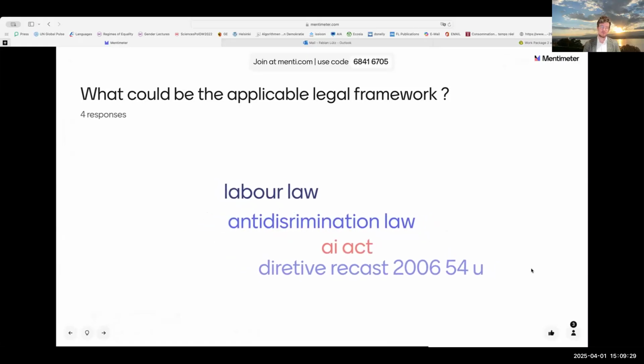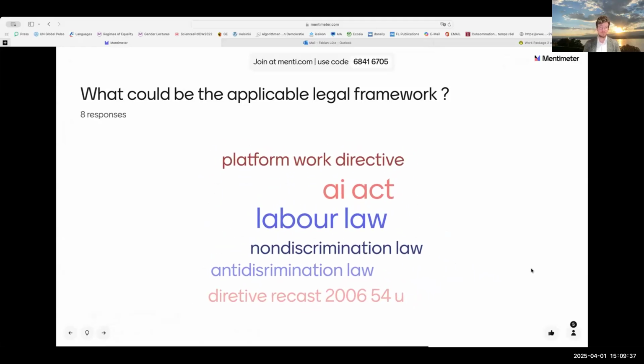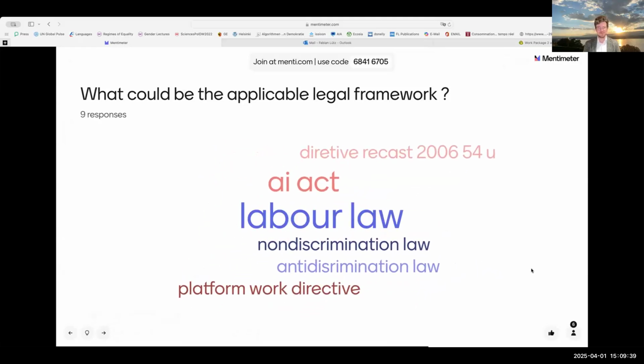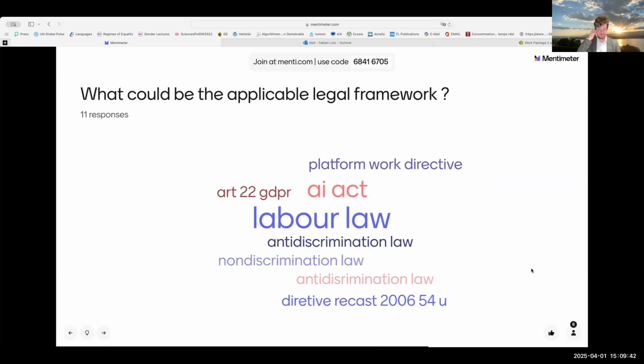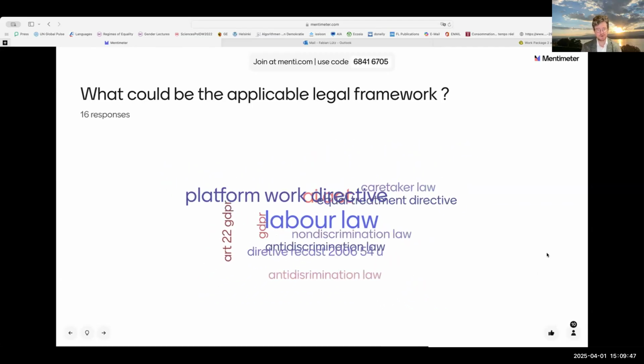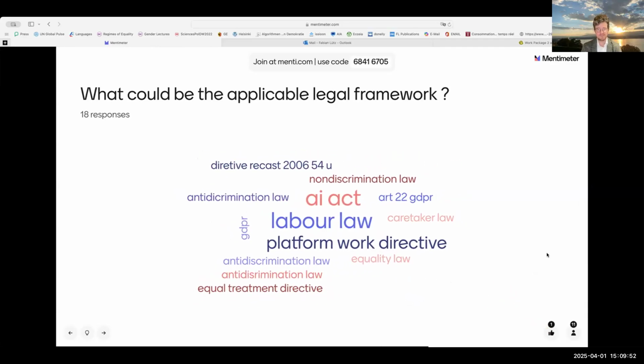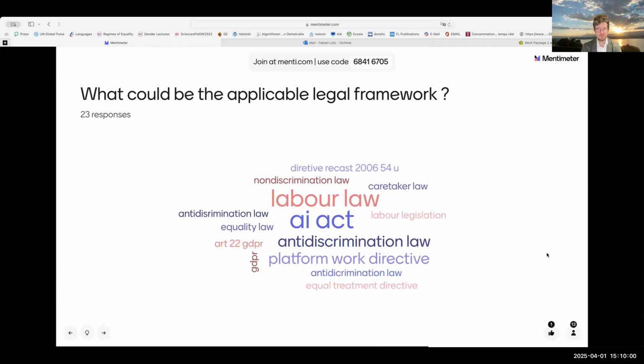But you might, recast directive, very good. Gender discrimination could be in this case. Labor law, obviously. Anti-discrimination law, AI Act, platform work directive. This is something I wanted to get out of you because that's relatively new. And without going into the details of the platform work directive, I just flag along the way that there are articles 10, 11, 12, I believe, that have something to say also on non-discrimination, to kind of monitor the risk of non-discrimination. But this obviously only applies to platform workers. So that doesn't apply to all the cases of discrimination.